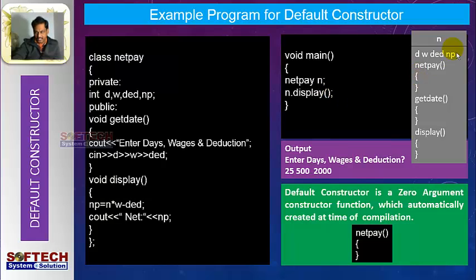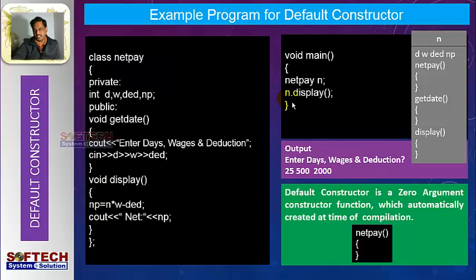In n dot getdata, it displays enter days, wages and deduction. Then it gets 3 values for D, W, DED. That is 25 days, working days is 25. Daily wages is 500. Deduction amount is 2000.